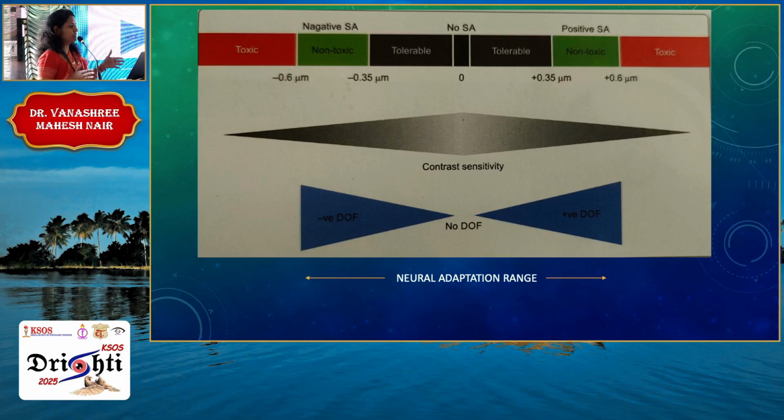So here you'll have maximum depth of focus and it will still be non-toxic. So that depth of focus will actually aid in your near vision. And beyond that is a toxic range, where the spherical aberration is so high that it is going to cause glares, halos, and those issues. So this range of minus 0.6 to plus 0.35 is the neural adaptation range, which this spherical aberration is actually going to help to keep the image clear for near, giving a depth of perception.